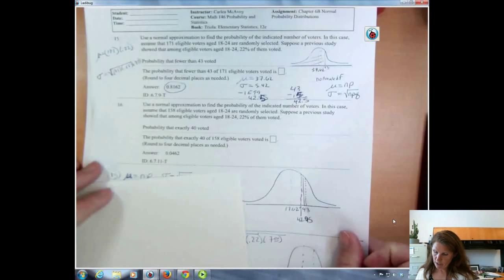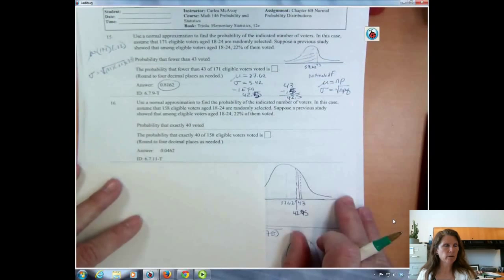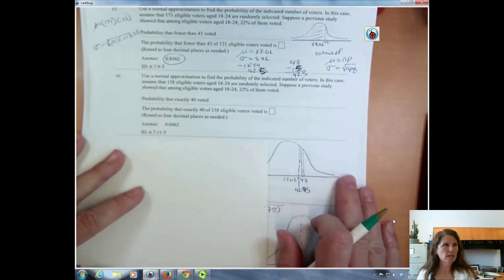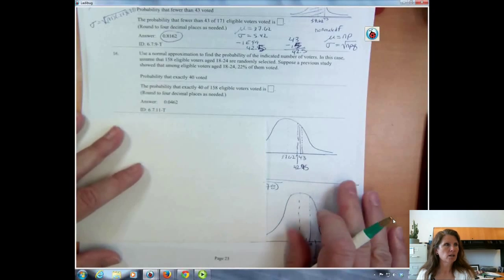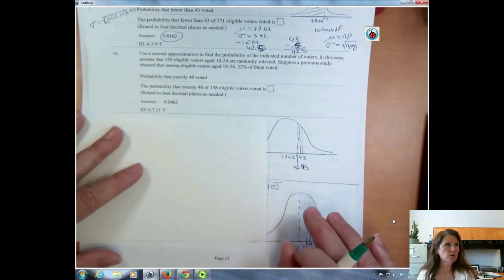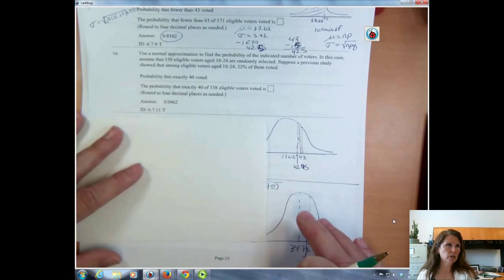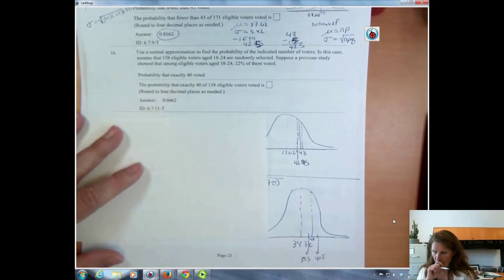Okay, let's try this with number 16 and see if we can get to the right answer. Number 16 says use a normal approximation to find the probability of the indicated number of voters. In this case, assume that 158 eligible voters aged 18 to 24 are randomly selected. Suppose a previous study showed that among those, 22% of them voted. What's the probability that exactly 40 voted?